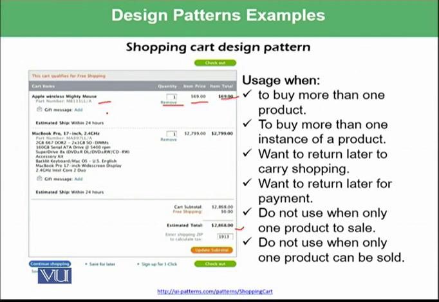So this design pattern says that you should write the name of the product, the quantity, item price, and item total. This design pattern can be used when buying more than one product, because we can write that we need one product here, this is the second product, and the third product will come over here if required. Then to buy more than one instance of the product, here we can write down the quantity of the products. It is also used when you want to return later to carry on shopping, or return later for payment.